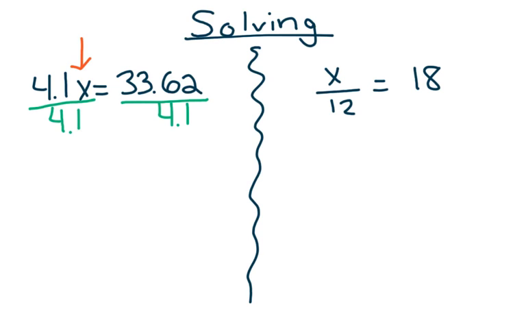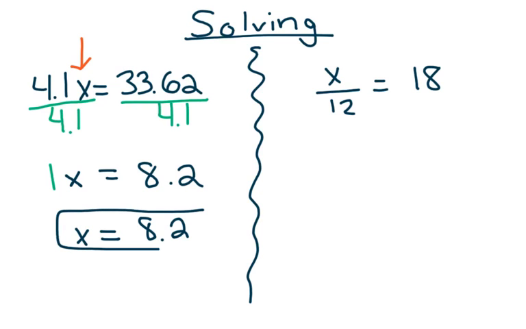X times the same number and divided by the same number. Well, if we multiply and divide by the same number, we get 1. And 1 times x. On the other side, we're going to get the answer. And in this problem, we get 33.62 divided by 4.1 is 8.2. What's great about this here is 1 times a number is just x, just the number. So we have the solution to the equation. X is equal to 8.2.